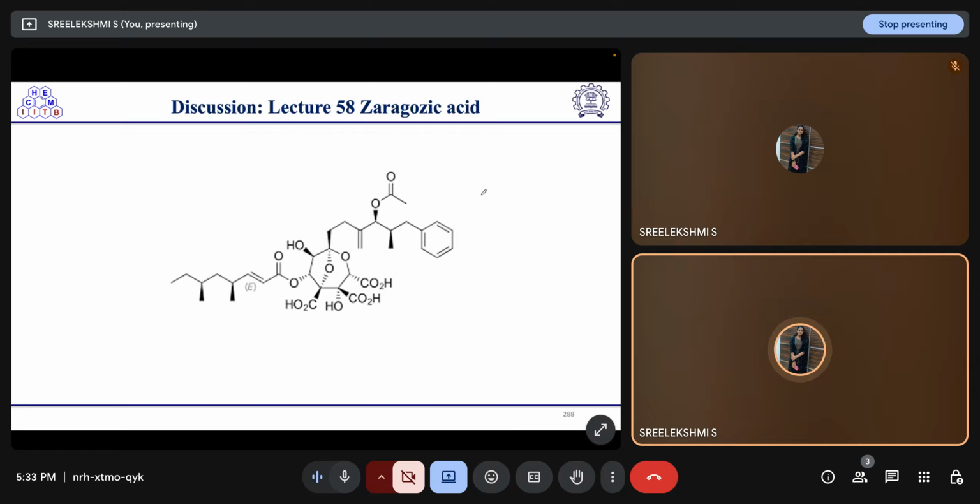And the last lecture of this course, this Classics in Total Synthesis, was about Zaragozic acid. There we have seen the application of Evans asymmetric aldol reaction and Peterson olefination in the total synthesis of (+)-Zaragozic acid by the Carreira group.